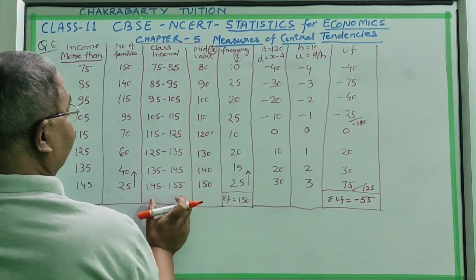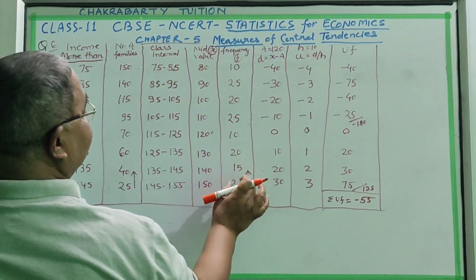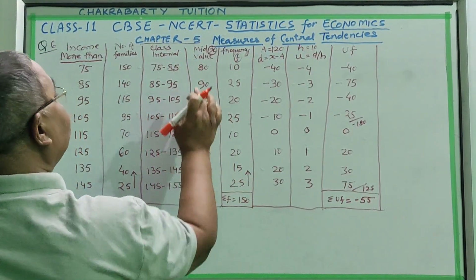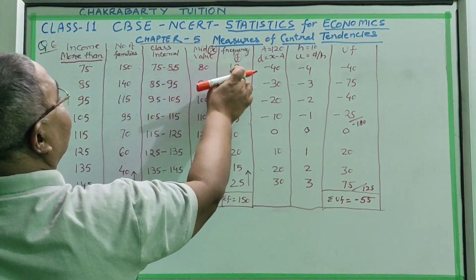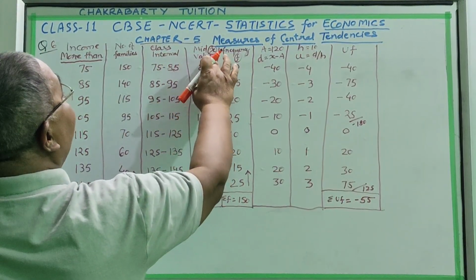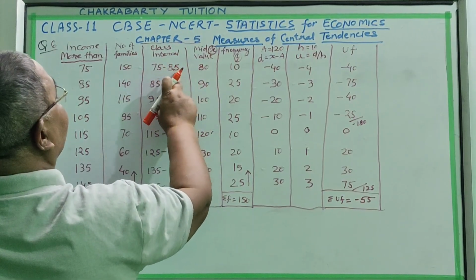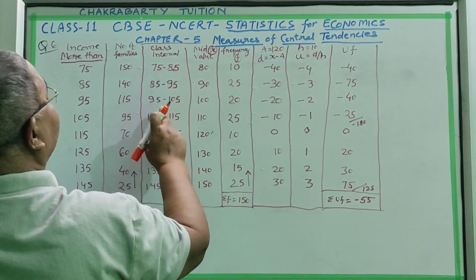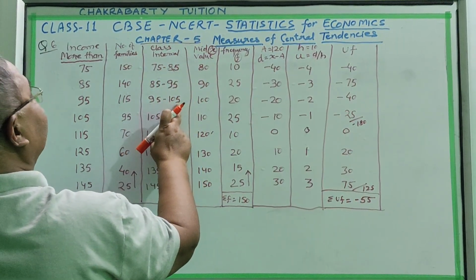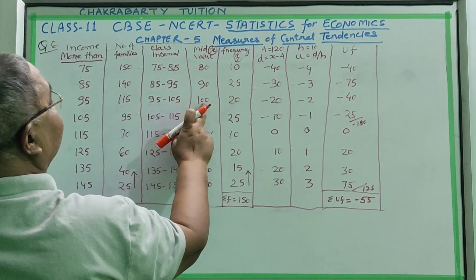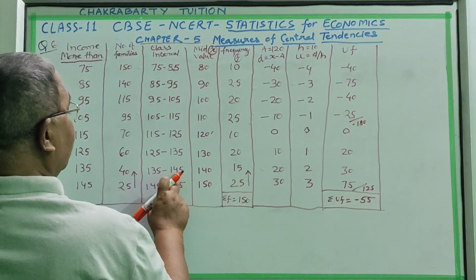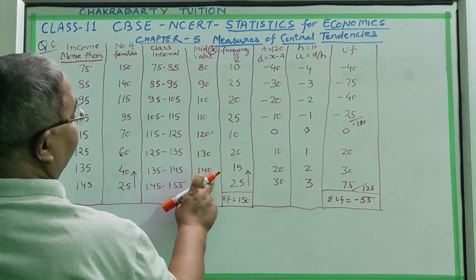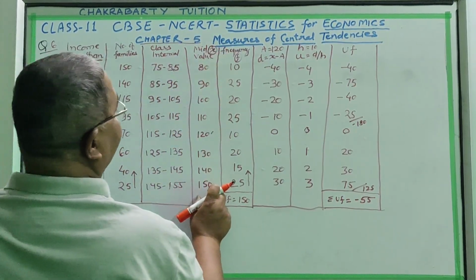Now if you have the class interval and the frequency, you have to make the mid value, otherwise you cannot multiply this group with f. You cannot multiply the class interval, that's why we take the mid value. How? These two will be summed and divided by 2. 95 and 105 is 200, 200 divided by 2 comes like this. 135 and 145 sum is 280, 280 divided by 2, 140. Like this we have calculated the mid value x.